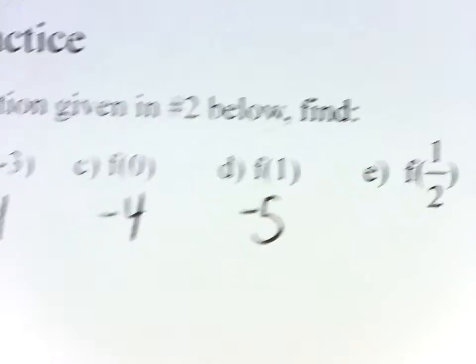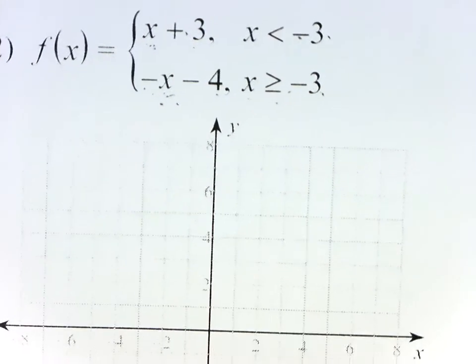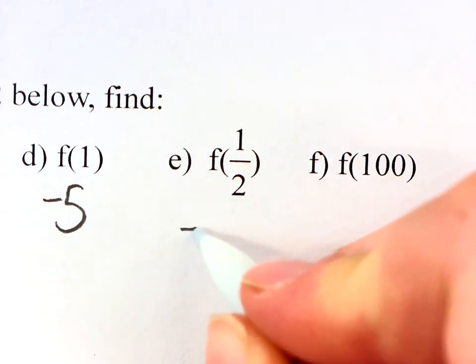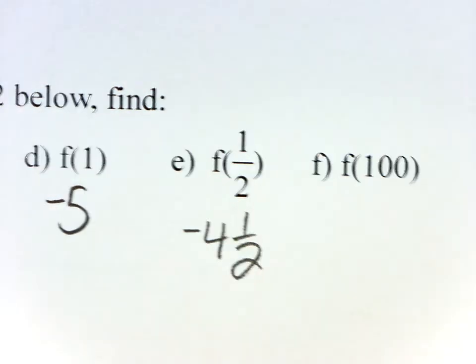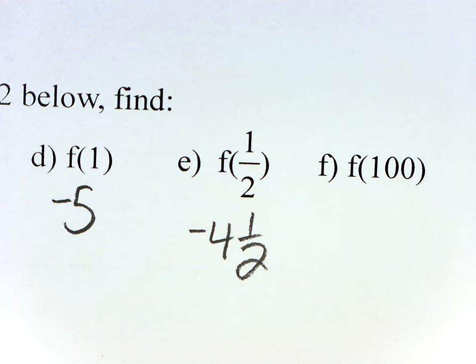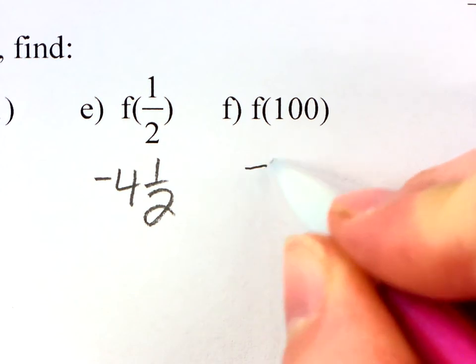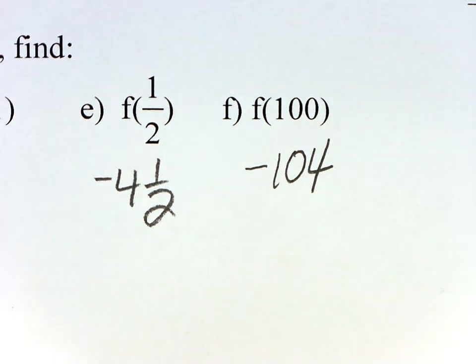How about 1/2, as we're doing in E, f of 1/2. So you're going to plug in 1/2 to the bottom, and then that would get you out -4.5. And, ooh, what fun, f of 100, top or bottom? Bottom again, and then when you plug in 100, what comes out? -104, and that's it. So that is how you evaluate these piecewise functions.